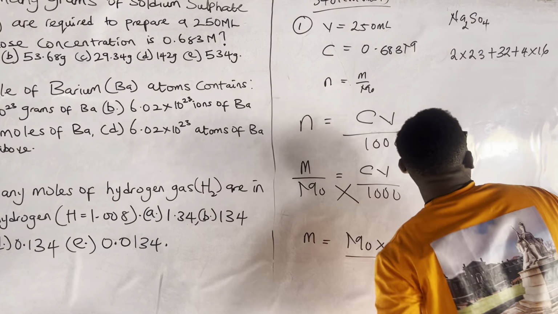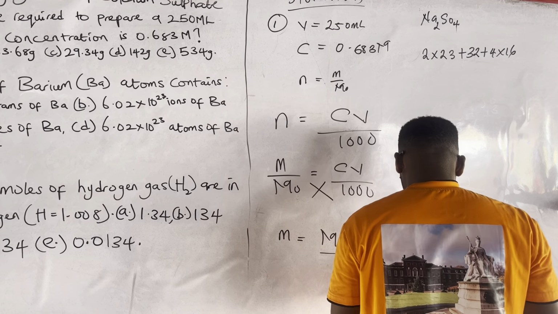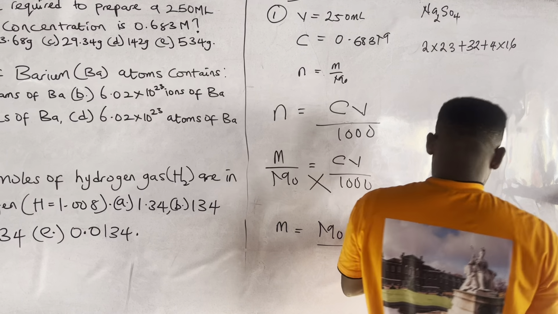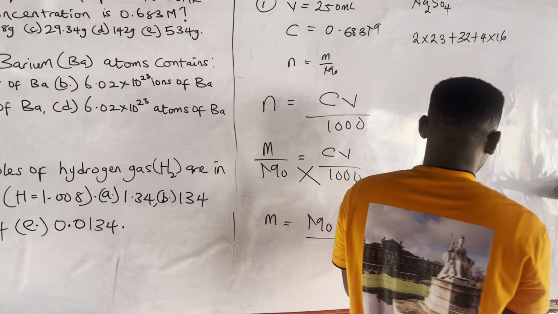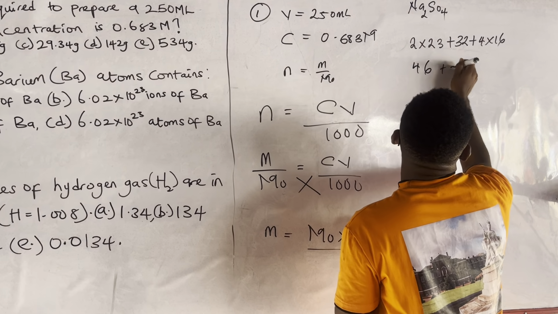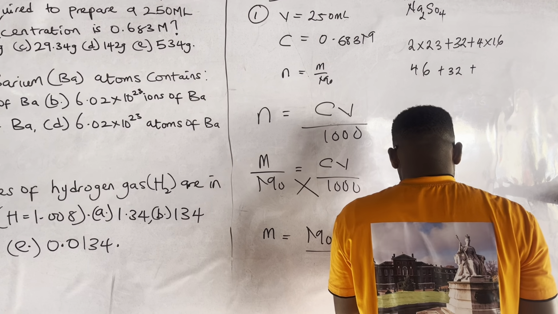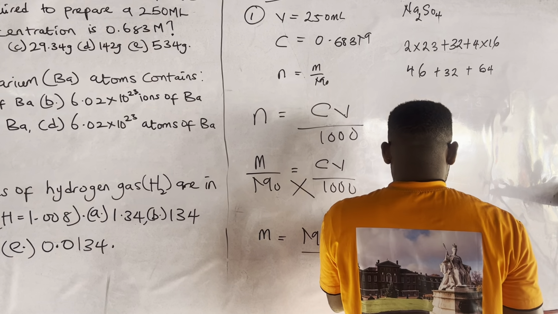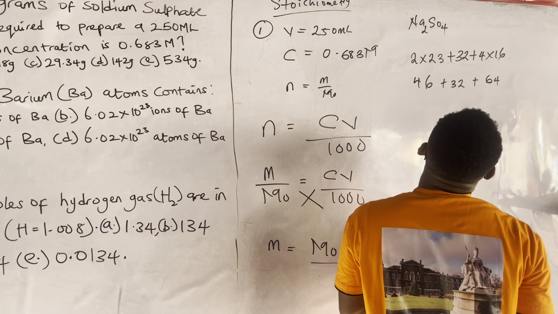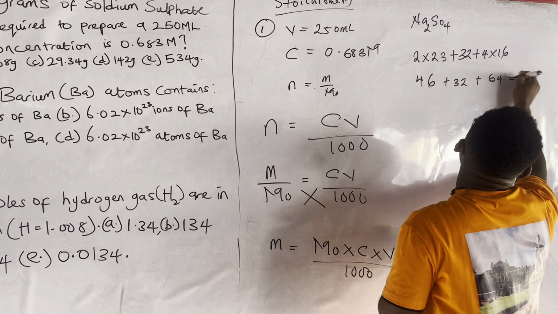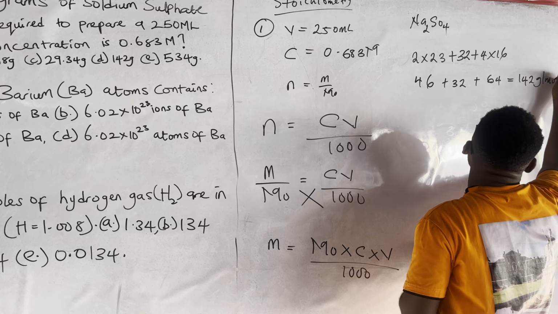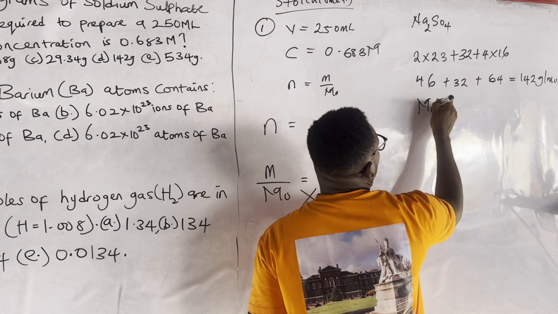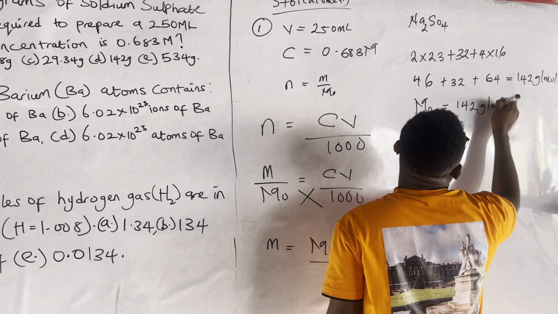So if we do that, let me grab my calculator very quickly. All right, so this is 46 plus 32 plus 64. When we total that, we will have 142 grams per mole. What I have solved for now is the molar mass. So my molar mass is 142 grams per mole.